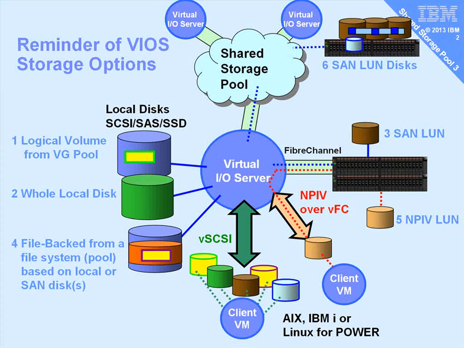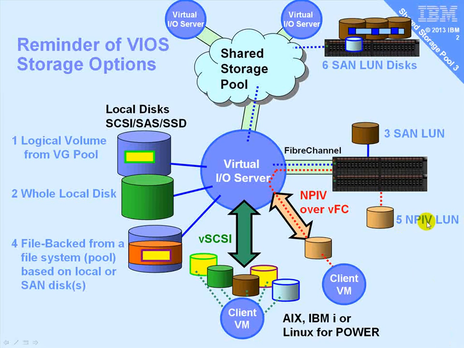Number 3 was LUN attached. So this LUN is connected to the virtual I/O server and online there, and again it's presented over virtual SCSI here. Number 4 is these file-backed ones, where we actually create a large file system on the virtual I/O server disks, and then we present a large file to the clients again. It sees another virtual SCSI disk. It can't tell how it's done at the back.